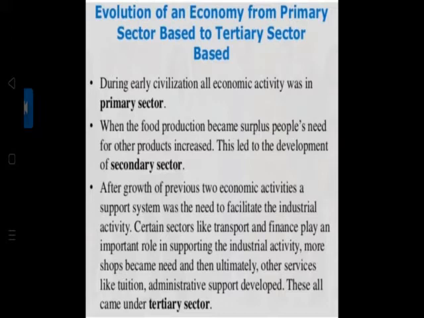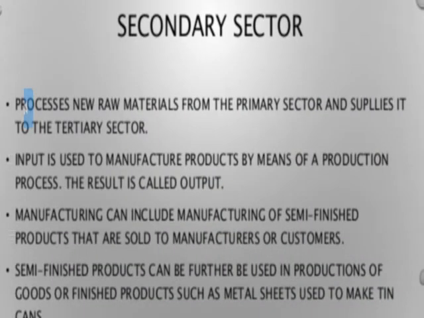So you all can see how there was an evolution during the early civilization. Primary sector was more important. As things progressed, secondary and tertiary came into the picture. Now, secondary activity, the last topic we did was secondary sector or economic activities. What was done over here was processing raw materials from the primary sector and supplying it to the tertiary sector. Input is used to manufacture products by means of production process. The result is called output.